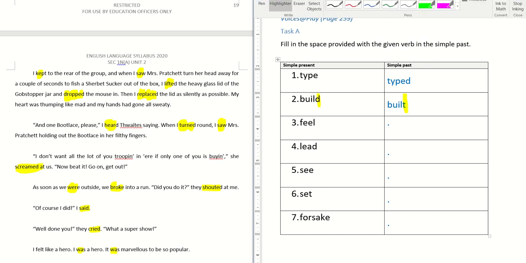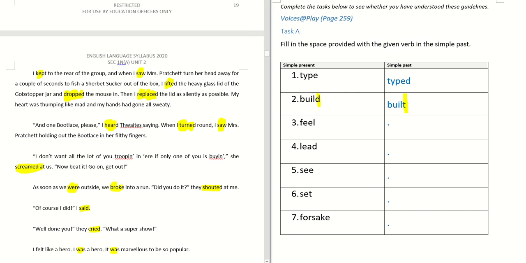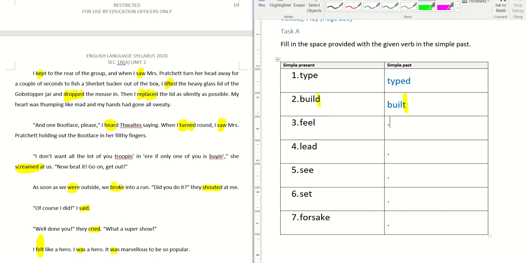Feel. Okay, the simple past word is very common. What is it? Just now we went through it. Okay, it is felt. Okay, did you notice that just now? It was felt. Okay, so spelling wise, this needs to change and it goes F-E-L-T, felt.